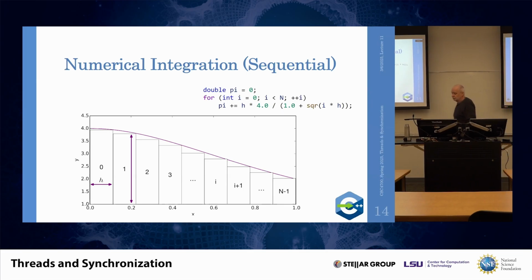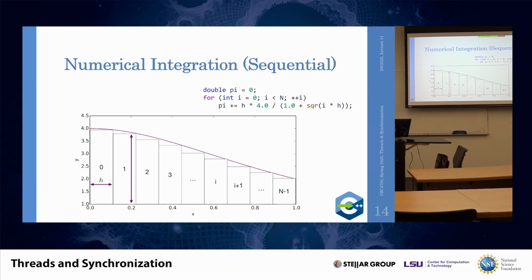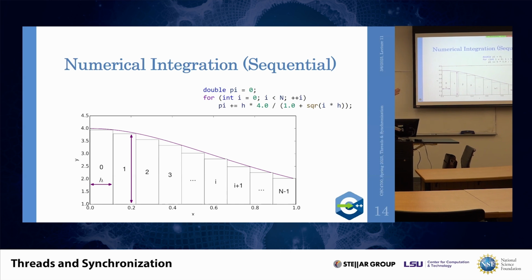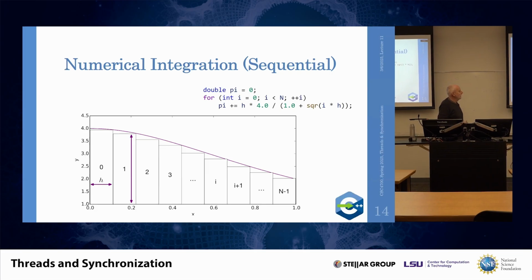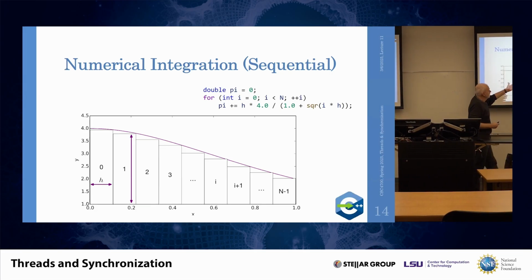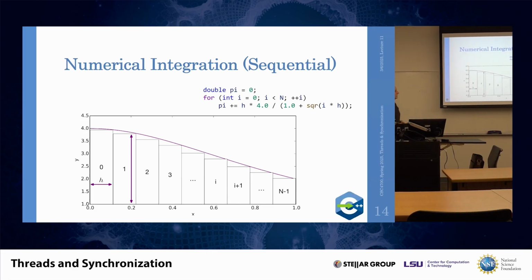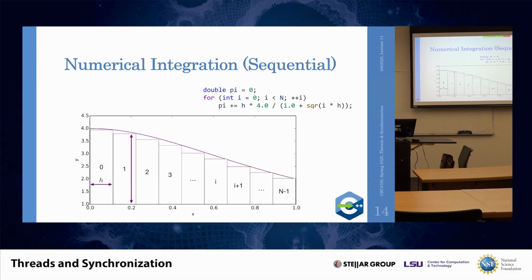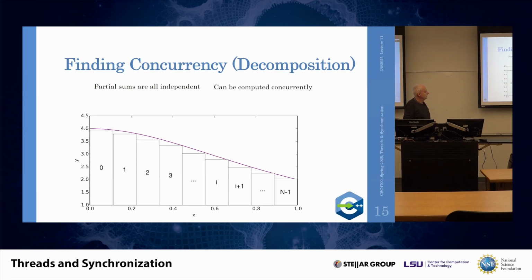Let's write code. Well, the code is trivial, as you can see. It's really just a loop that goes over n segments of x, and for each of the segments it plugs in the formula I had on the previous slide, h times 4 over 1 plus (i times h) squared. That should give us pi. Easy as that. No surprises there.